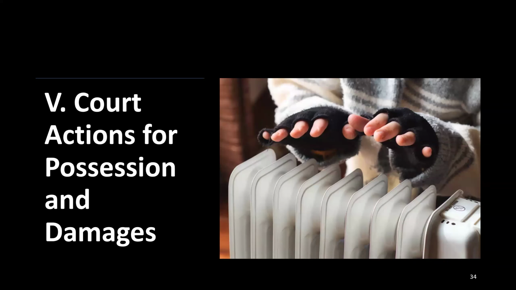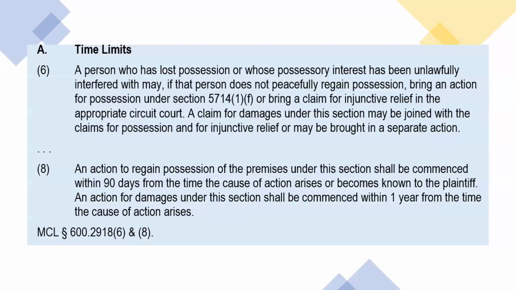So, key questions. What's the procedure for a court action for possession? If the tenant's been put out, what kind of court action can a tenant take to get possession back, and what kind of damages can be recovered? Well, first off, there's time limits, right? The time limit to regain possession is 90 days. Often people don't want to go back in if there's been an unlawful dispossession of them from the unit. But if they wish to do so, they have 90 days to do so. Action for damages, however, shall be commenced within 1 year from the time the cause of action arose.